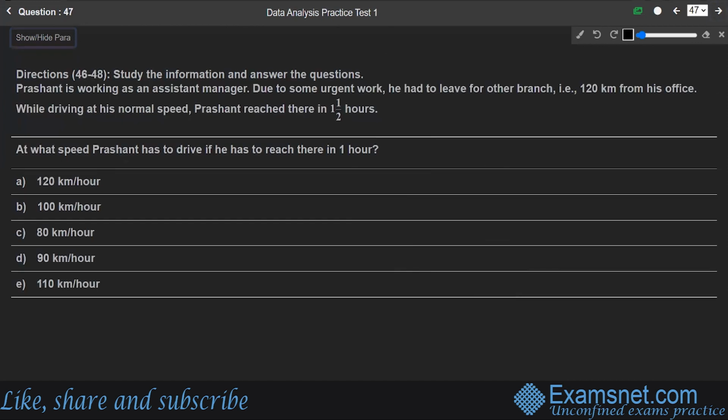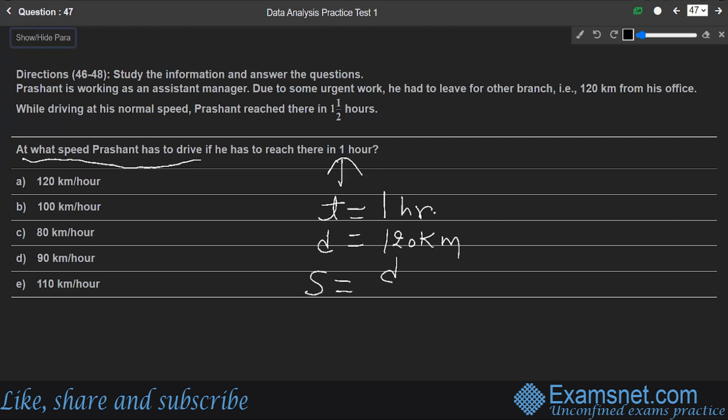Now, the same question continues. Now he is asking at what speed Prashant has to drive if he has to reach there in 1 hour. The new time value changes to 1 hour, and the distance still remains the same, 120 kilometers. Let us find the new speed. Speed is going to be distance upon time again. Distance is 120 divided by time, which is 1 hour. So it is going to be 120 by 1, that is 120 kilometers per hour. That has to be the speed of Prashant. It is available in option A.